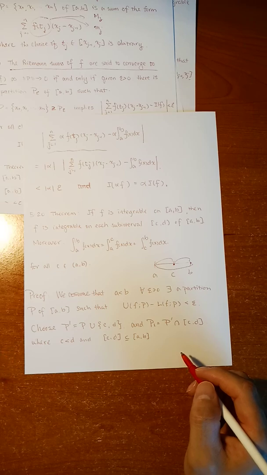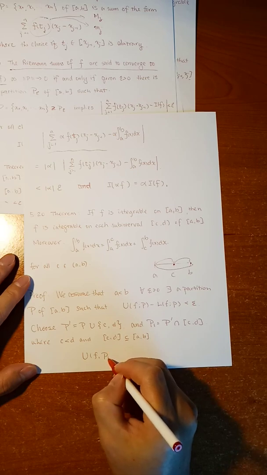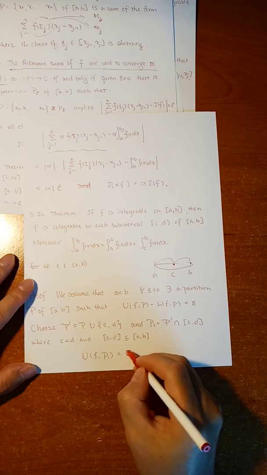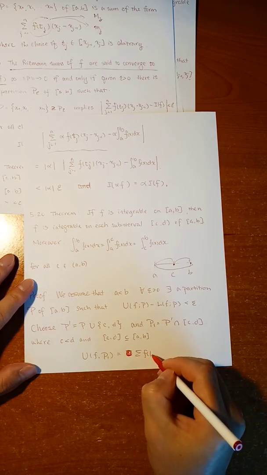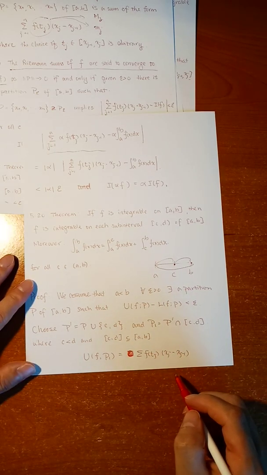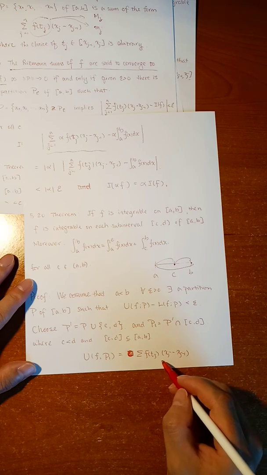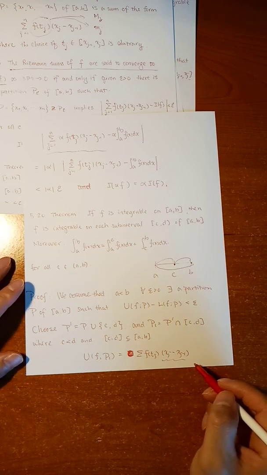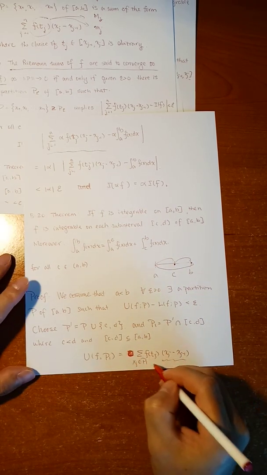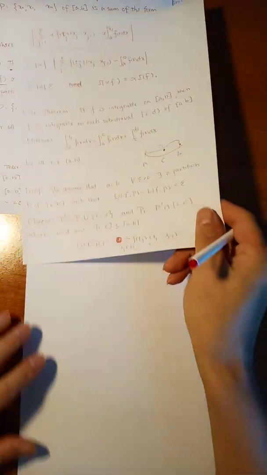Okay, so remember the partition. What is the partition? U(f,P1) is going to be the sum of M_j times (x_j minus x_{j-1}), where the x_j only belong to P1. So we can see the following thing.